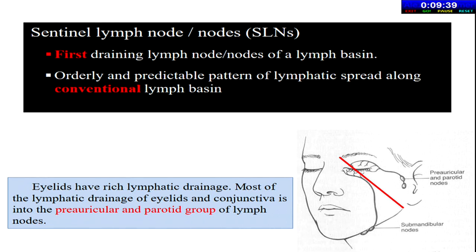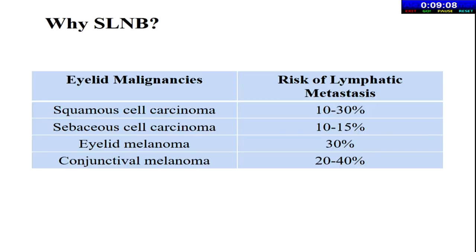If you see the sketch diagram below, we assume that the part of the lid which is above the red line should drain into the preauricular and parotid group of lymph nodes, and below the line should drain to the submandibular lymph node. But now we have ample literature saying that irrespective of the site in the eyelid, the commonest sentinel lymph node we find is in the preauricular and parotid group of lymph nodes.